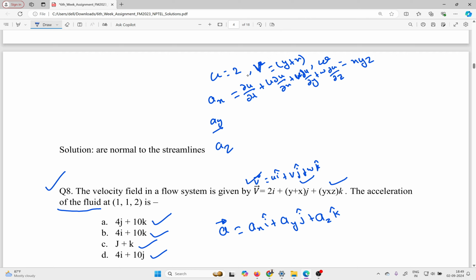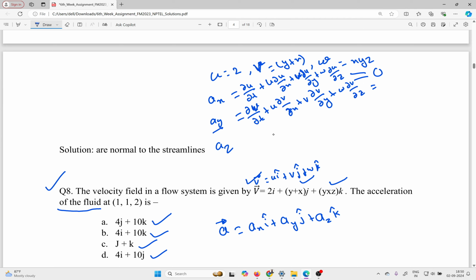u is a constant value, so differentiation will be 0. So your ax will be 0. Now come to the ay point. If we calculate, ay is del v by del t plus u del v by del x plus v del v by del y plus w del v by del z.